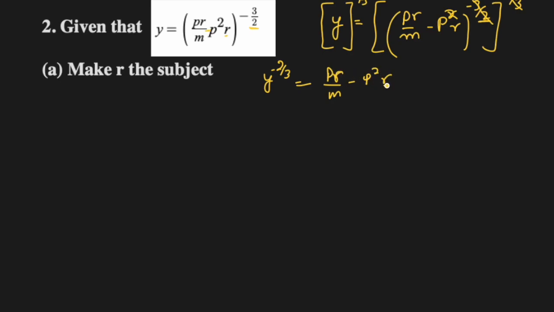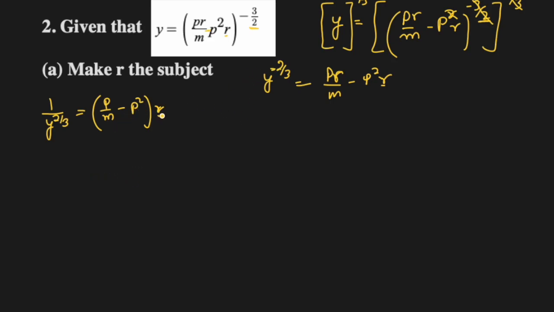So this has R, this has R. Both of them have R. Let's take that R common. R is common, so we are left with P over M on one side. Second term will be P square. I'm not taking P common as of now because I want to isolate only R. Equal to minus 2. Let's make it positive now. 1 over y to the power 2/3. Yeah, if this is negative, by reciprocating it becomes positive.